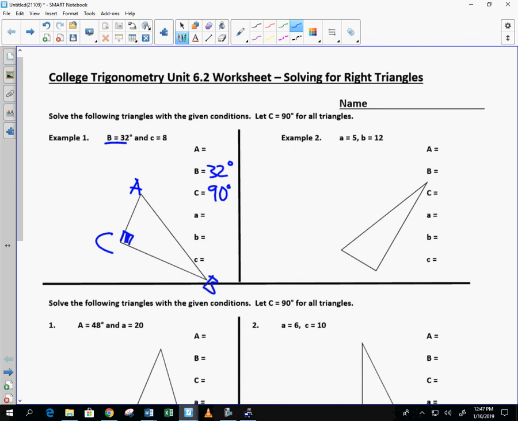Now, the large or the capital letters are angles. The lowercase letters are sides. How do we know which side? Side C is opposite angle C. Side A is opposite angle A. Side B is opposite angle B. Am I clear? All right. So I know that side C is 8.